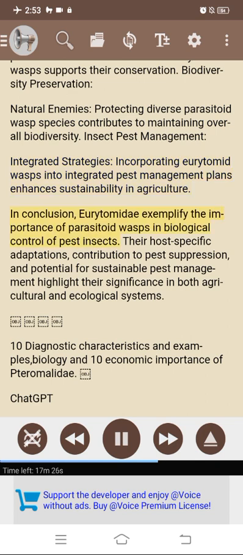In conclusion, urotomid exemplify the importance of parasitoid wasps in biological control of pest insects. Their host-specific adaptations, contribution to pest suppression, and potential for sustainable pest management highlight their significance in both agricultural and ecological systems.